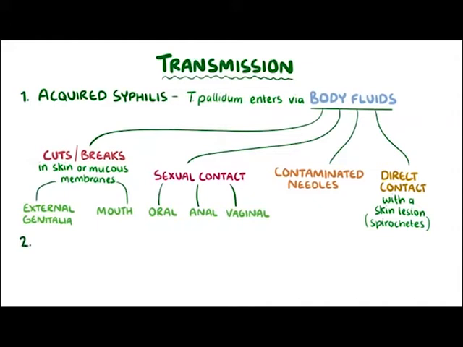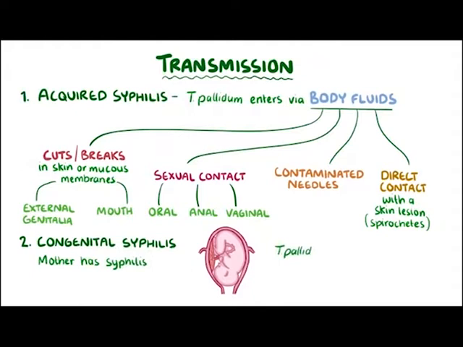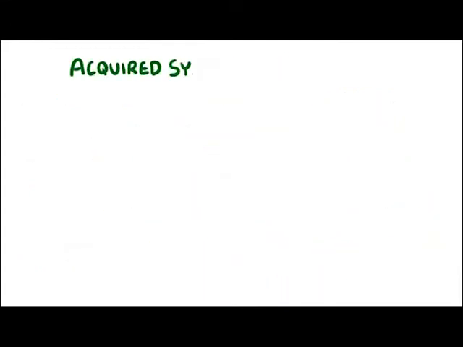The second way is called congenital syphilis, and it's when a mother has syphilis and Treponema pallidum infects the baby, either in the uterus or while the baby exits through the vagina at birth. In acquired syphilis, there are three stages to the infection.